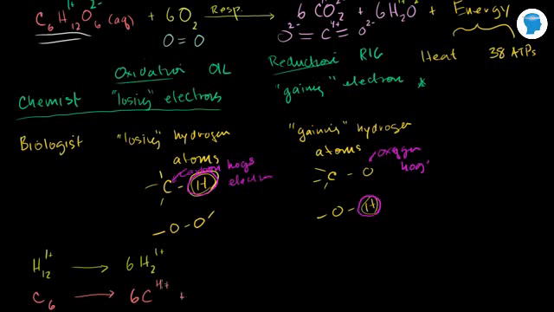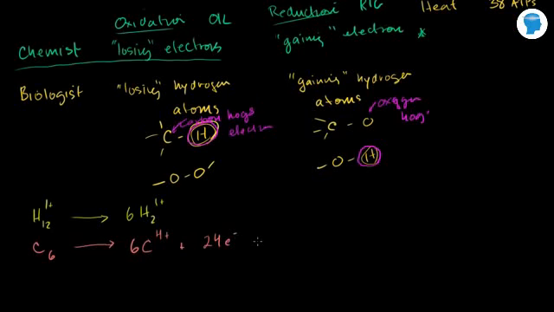We have 6 of them. 4 times 6 is 24 electrons. These are the electrons that the carbon lost. So we see in cellular respiration that the carbon is oxidized. Carbon oxidized. Right? Oxidation is losing electrons. We see in cellular respiration, when we draw the half reaction, carbon is losing. The 6 carbons are losing a collective 24 electrons.